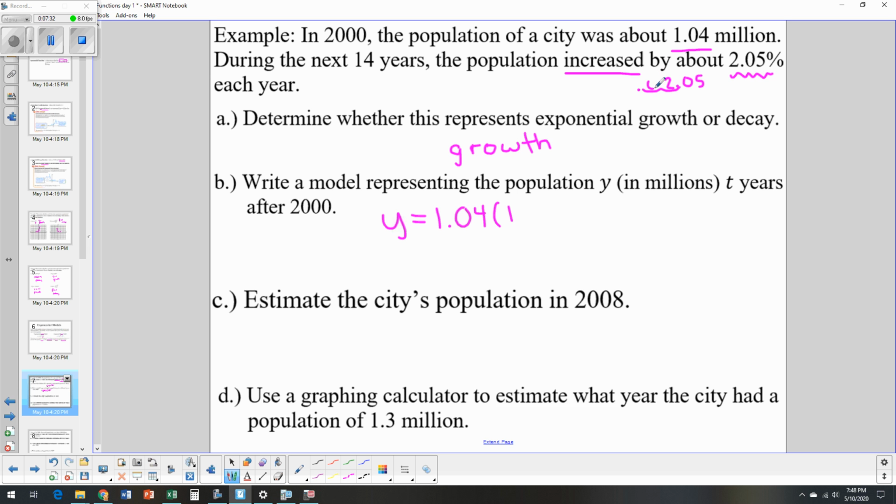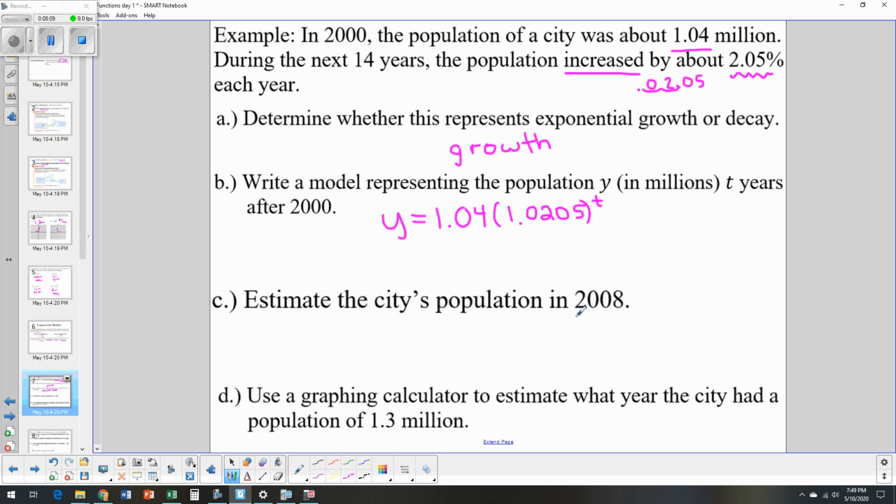So if I move it over there and put a 0 in place, the decimal is really 0.0205. So if I add this amount to 1, it becomes 1.0205. I could have written it as 1 plus 0.0205, but then I have to add it together anyway. I'm not going to leave it with that plus sign there. It's not complete. Right? And it's raised to the t power. So this is the model. There's nothing we have to do to it. It has a y, it has a t. We're done. Part C, estimate the city's population in 2008.